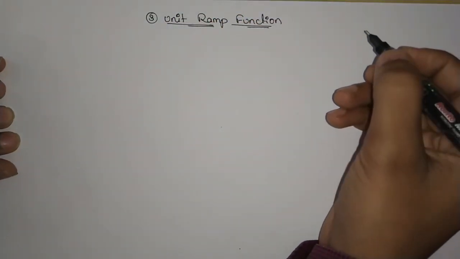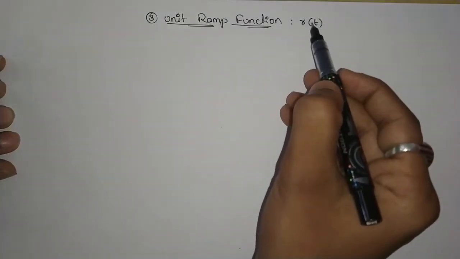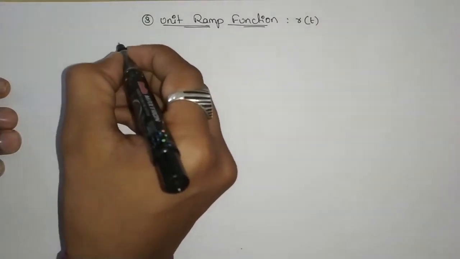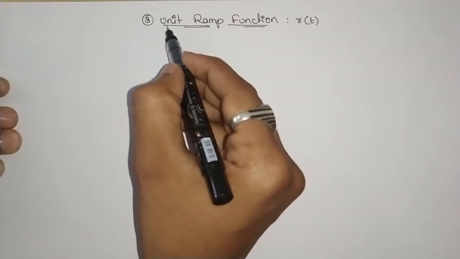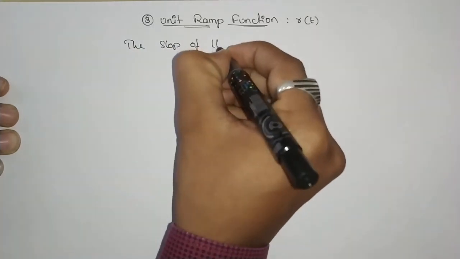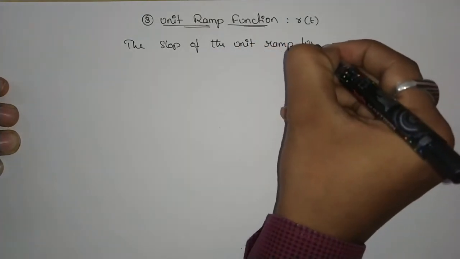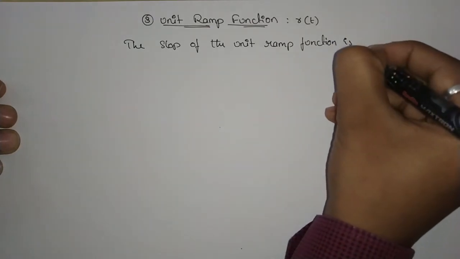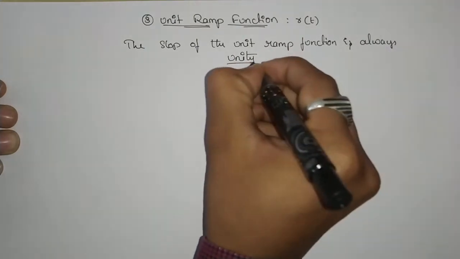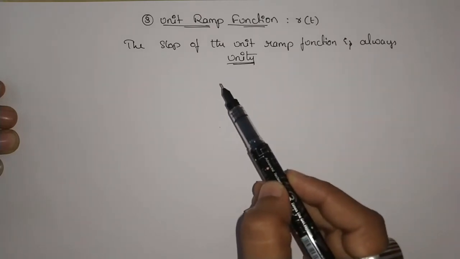Third function is unit ramp function, and it is denoted by r of t. Since it is a ramp, r of t. Okay, we are dealing with unit ramp function r of t. For a ramp function, since it is unit ramp, the slope of the unit ramp function is always unity. Okay, the slope of the unit ramp function is always unity.